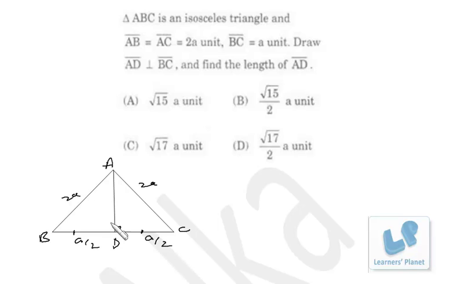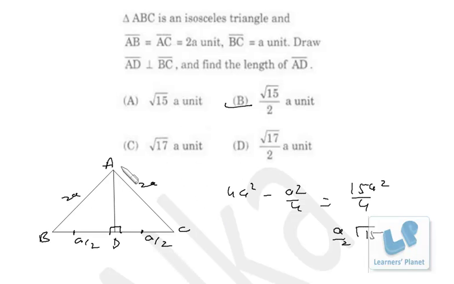Now, so this angle is 90 degree. Now BD will be equal to AD. I'm sorry, that is not given, so we cannot take that. Now we can easily put up the Pythagoras theorem and we can calculate the value of AD, right? So that is AD square is 4A square minus A square by 4. So 16A square minus A square, that is 15A square by 4, that is AD square. So AD will be A by 2 root 15, right? So A by 2 root 15, as simple as that.